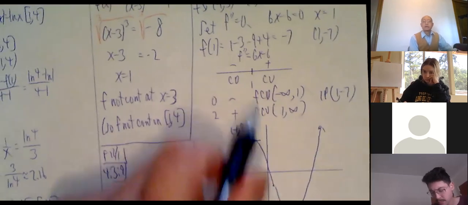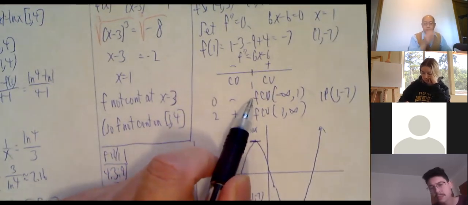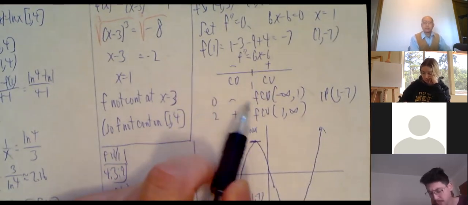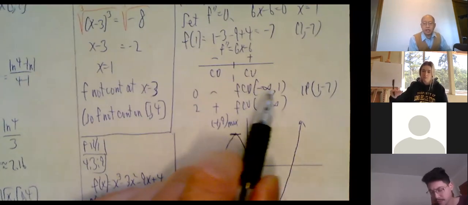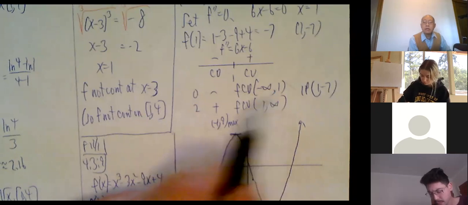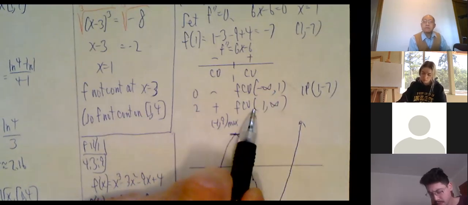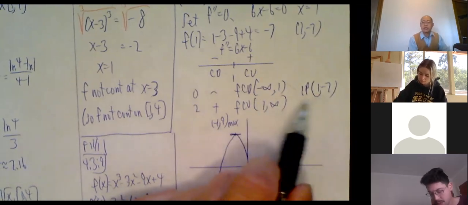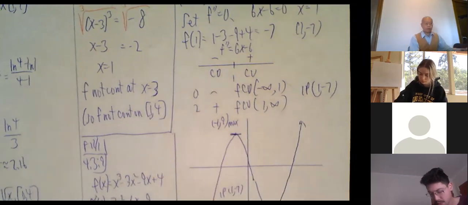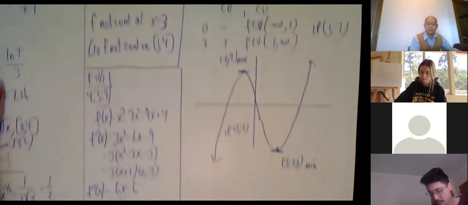point. Okay, so intervals of concavity, just like you have intervals of increase and decrease, the function is concave down from -infinity to 1. Function is concave up from 1 to infinity. Is there a change in concavity? Yes, there is. So that means (1, -7) is indeed an inflection point. So I'm ready for the whole graph.